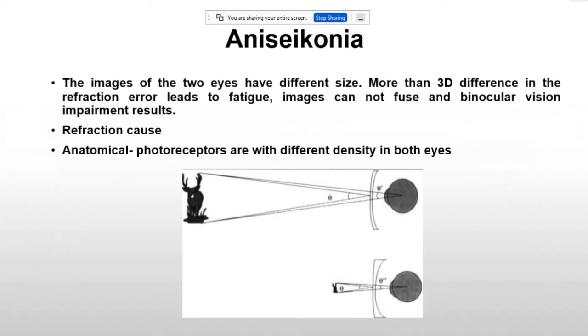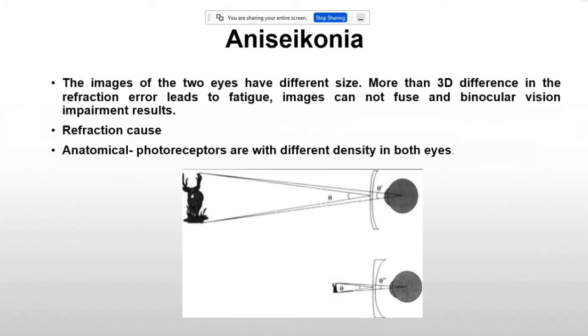What is aniseikonia? In order for binocular vision, each eye has an image, and the two images are fused by the brain into single, normal binocular vision. In order for these two images to be fused, they have to be nearly equal in brightness. So if we have one very clear image and one absolutely not clear, they can't be fused into one.